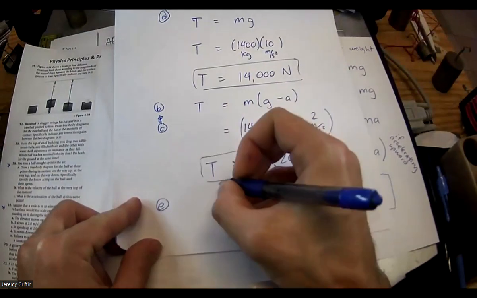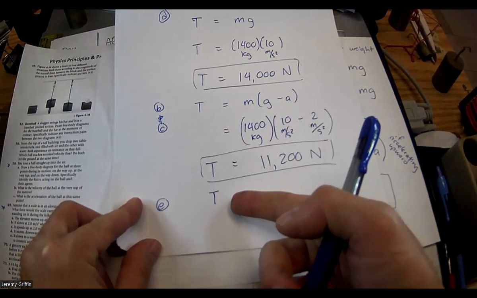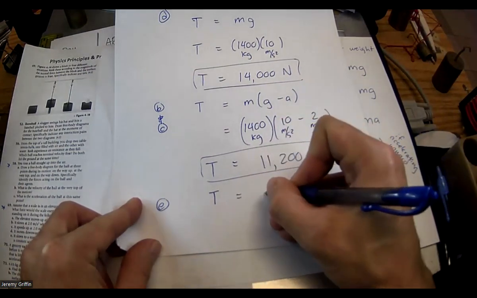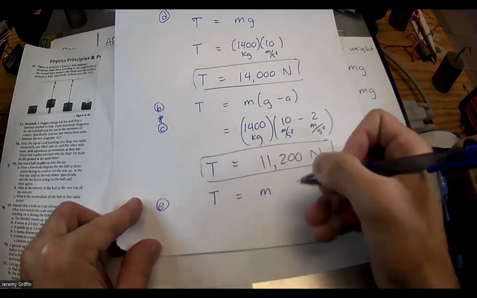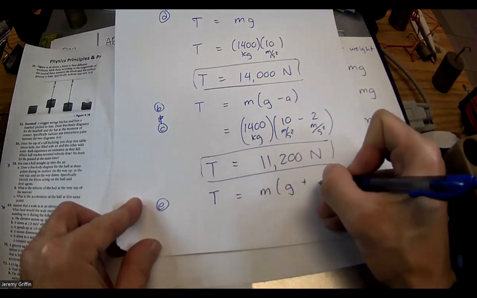So part E, I'm going to go with the tension in my elevator cable, but you guys can say the normal force reading on the scale is equal to the mass. For me, it's the elevator. For you guys, it's the guy. Okay, and do g plus a.